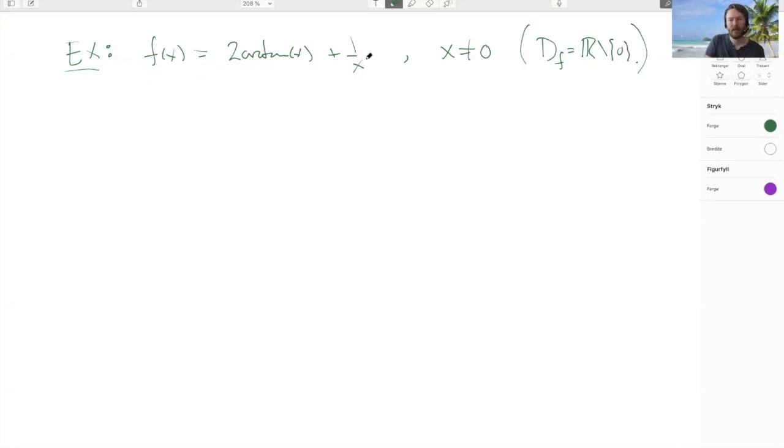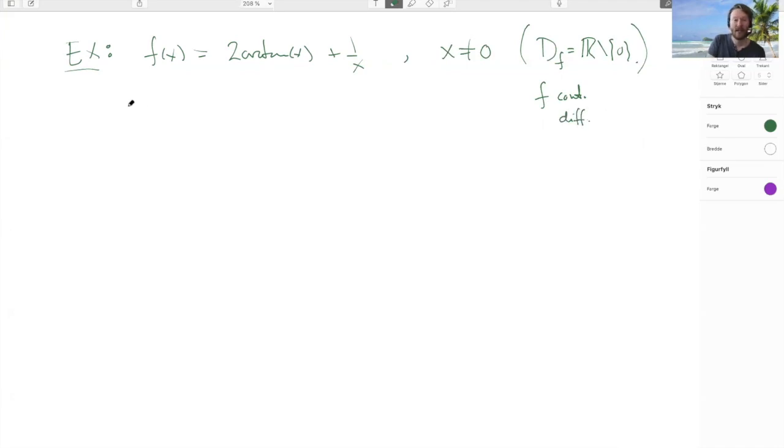Now, our goal is to sketch the graph of this function as well as we can and get whatever information we can on it. And we can notice immediately that f is a continuous function. So it's continuous on all of its domain because it's the sum of two functions that are continuous on all of their domains. And for the same reason, f is differentiable.